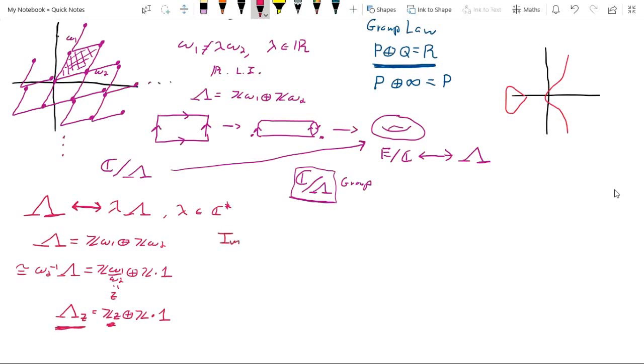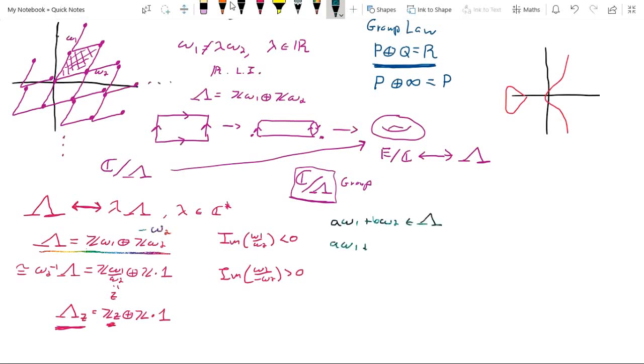Furthermore, if it was the case that the imaginary part of omega 1 over omega 2 were negative, well, then it would have to be the case that the imaginary part of omega 1 over minus omega 2 were positive. And if I am to look at the lattice span, which is the integer span of omega 1 and omega 2, and I replace omega 2 with minus omega 2, so if I had some integer combination with integers a and b of omega 1 and omega 2 belonging to the lattice lambda, I can rewrite this as a omega 1 plus minus b minus omega 2.